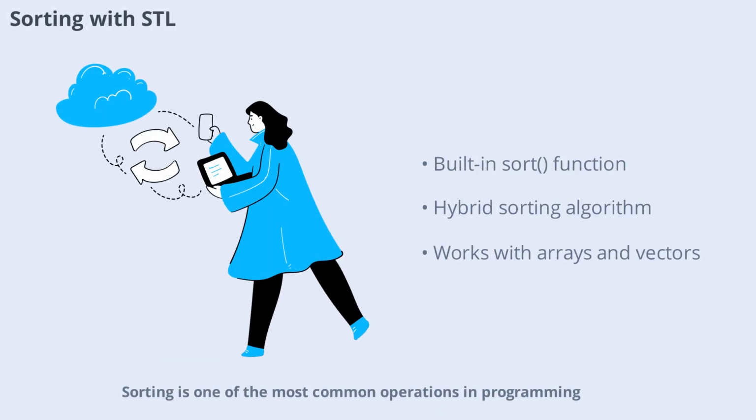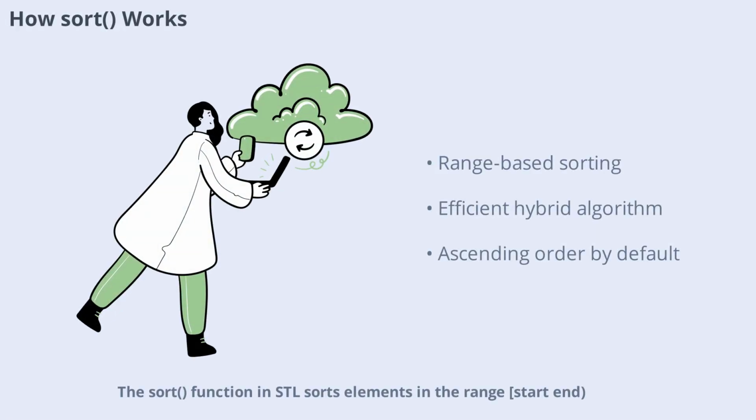Sorting is one of the most common operations in programming. The STL provides a built-in sort function that can arrange elements in ascending or descending order. By default, sort uses a hybrid algorithm called introsort, which combines quicksort, heap sort, and insertion sort for optimal performance. You can sort any container that supports random access iterators, such as arrays or vectors, with just a single line of code.